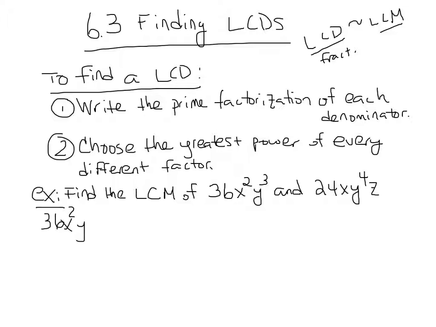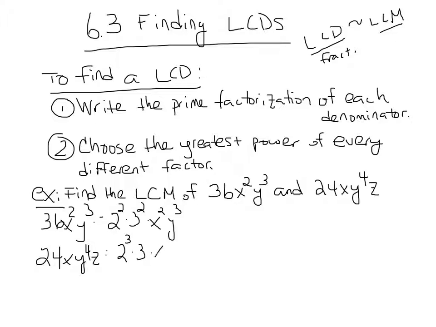36x squared y cubed. Its prime factorization is 2 squared times 3 squared times x squared times y cubed. And 24xy to the fourth z is 2 to the third times 3 times x times y to the fourth times z.